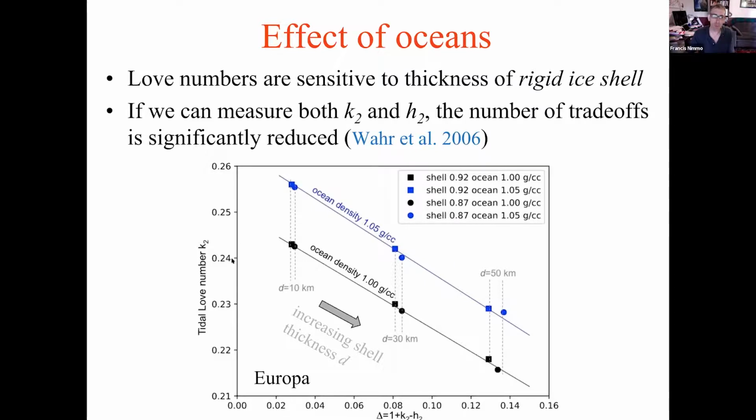So if you just measure a single Love number, there's an ambiguity between the thickness of the shell and the density of the ocean. So there's a nasty trade-off. But if you measure both k2 and h2, say it's 0.08, then you'll say, okay, the shell thickness is about 30 kilometers, and you don't care what the ocean density is. And now the ocean density isn't introducing an ambiguity. So this is showing that there's a real advantage in measuring both of those Love numbers because it reduces the number of trade-offs.